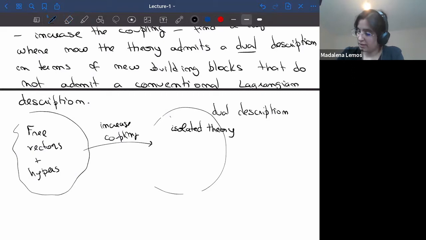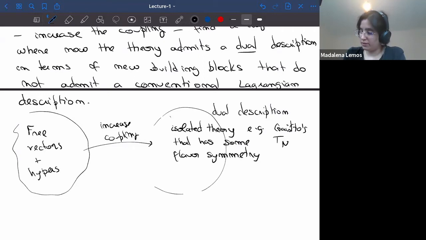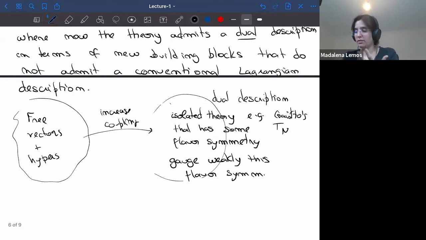For example, Gaiotto-Tachikawa series, that has flavor symmetry. So now you can have various of these isolated building blocks, and now you gauge. So the dual description is that you gauge weakly this flavor symmetry. So even if you start just from Lagrangians, there's no way around the need for theories that don't have a conventional Lagrangian description in the sense I described.